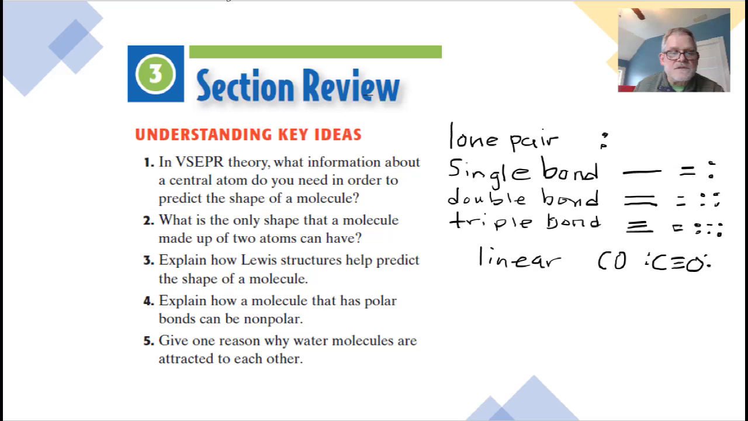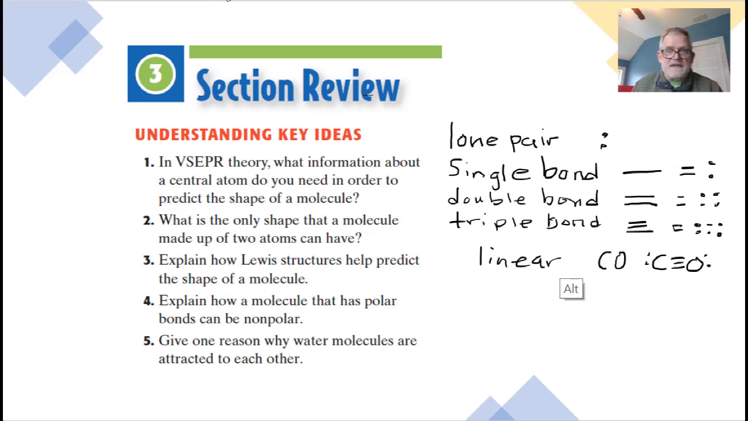Explain how the Lewis structures help predict the shapes of molecules. Well, depending on the bond structure, on how many bonds, and where the electrons hang out around the central atom, that will determine the structure, because these bonds and these lone pair electrons want to separate themselves as far as they can.